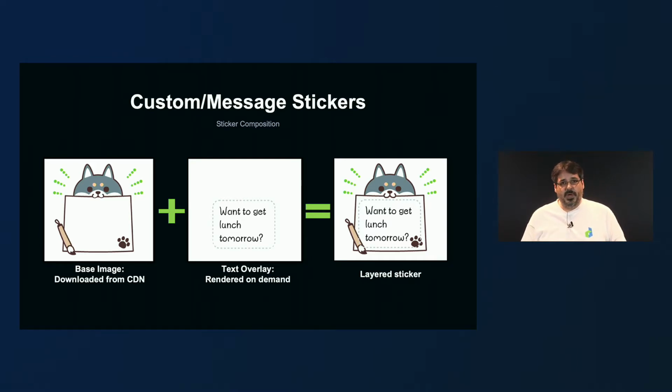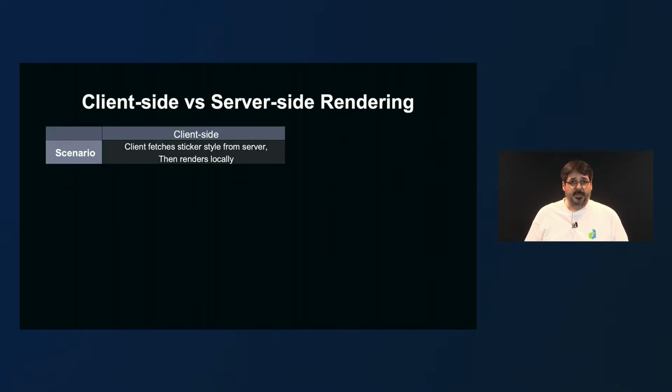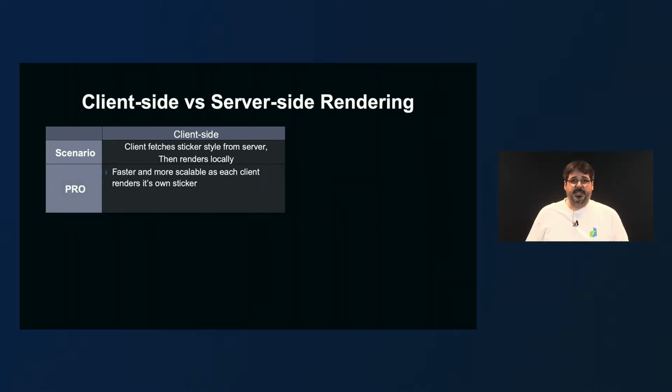One of the first questions that we asked ourselves was, who generates the text overlay, the client or the server? So let's take a look. Let's start with a scenario where the client receives the style information from the server and uses them to render the text locally. Now, the advantage of this, of course, is maximum scalability and speed, because the rendering load is distributed across as many devices as needed.